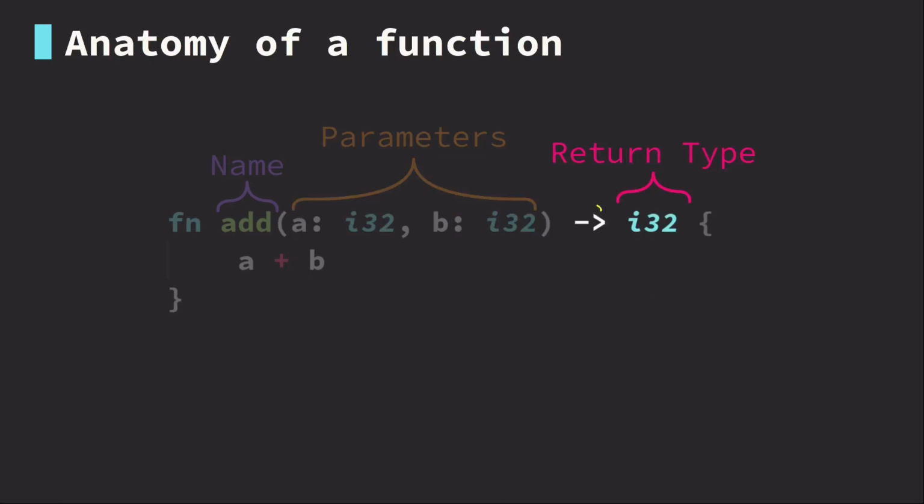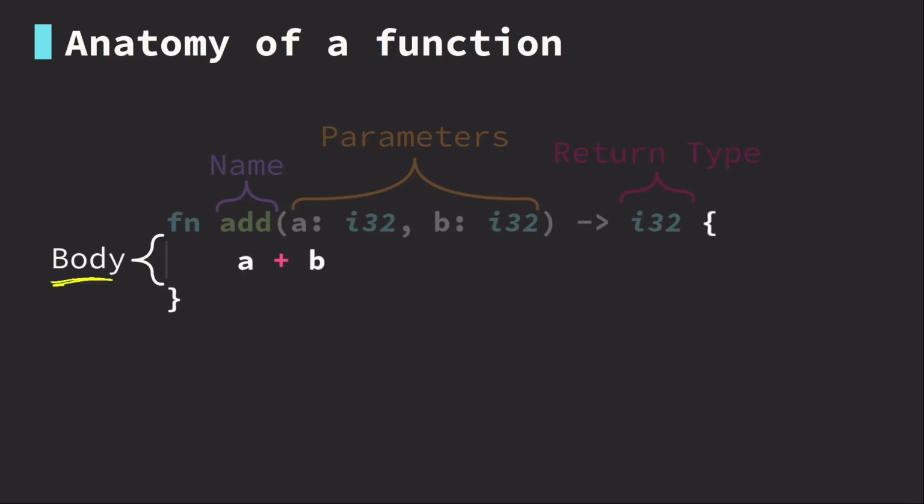To return data, we create an arrow. The arrow is composed of a dash and a greater than symbol. We then specify the type of data that we're returning. In this case, we are returning a 32-bit integer from the function. Once the data gets returned from the function, it will be able to be used elsewhere in the program.